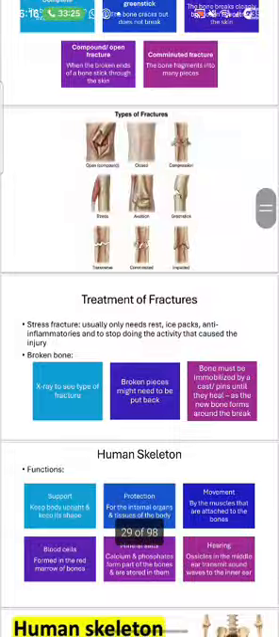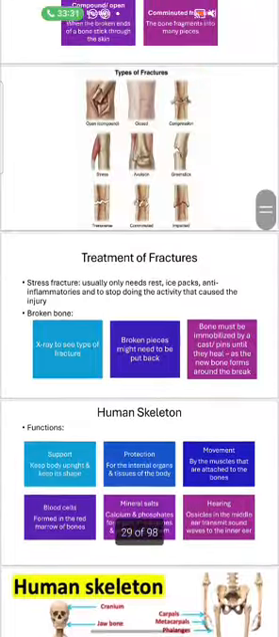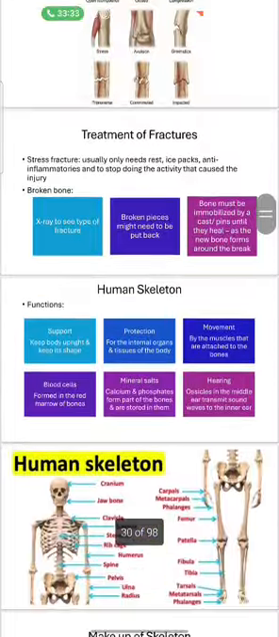And then must I go over the picture? Nah, just look at it for 2 seconds. 1, 2. Nice, guys. Right.